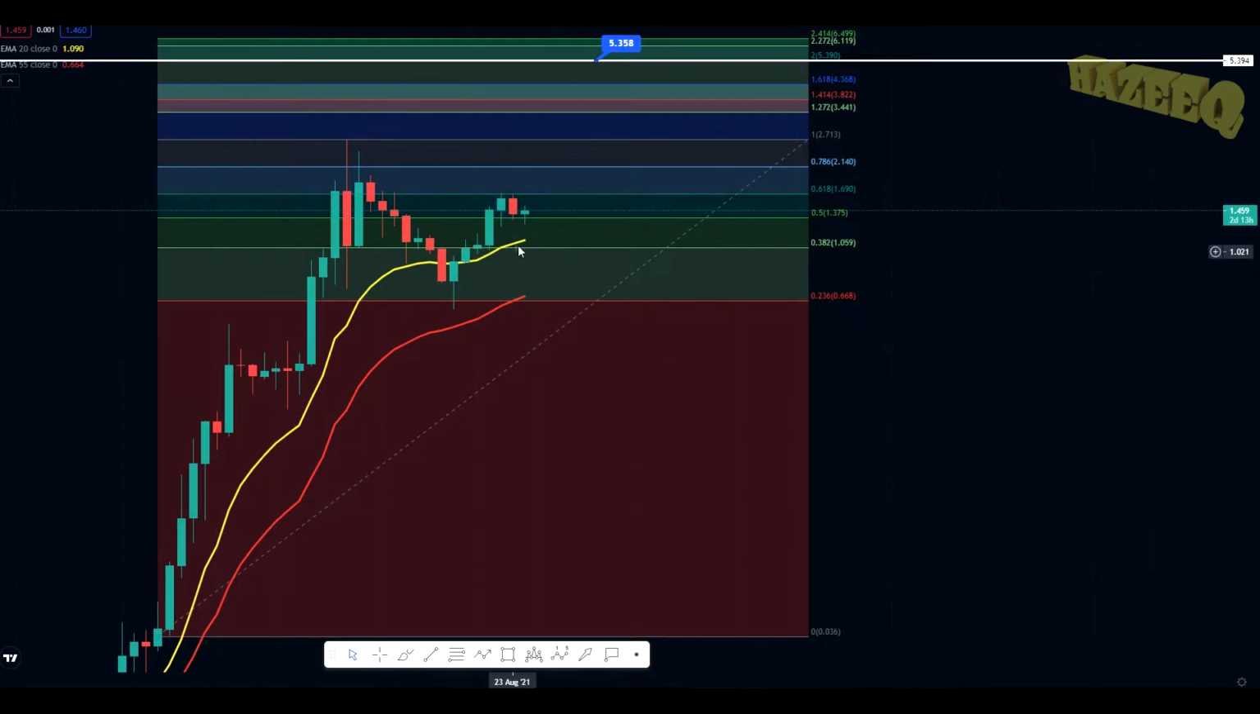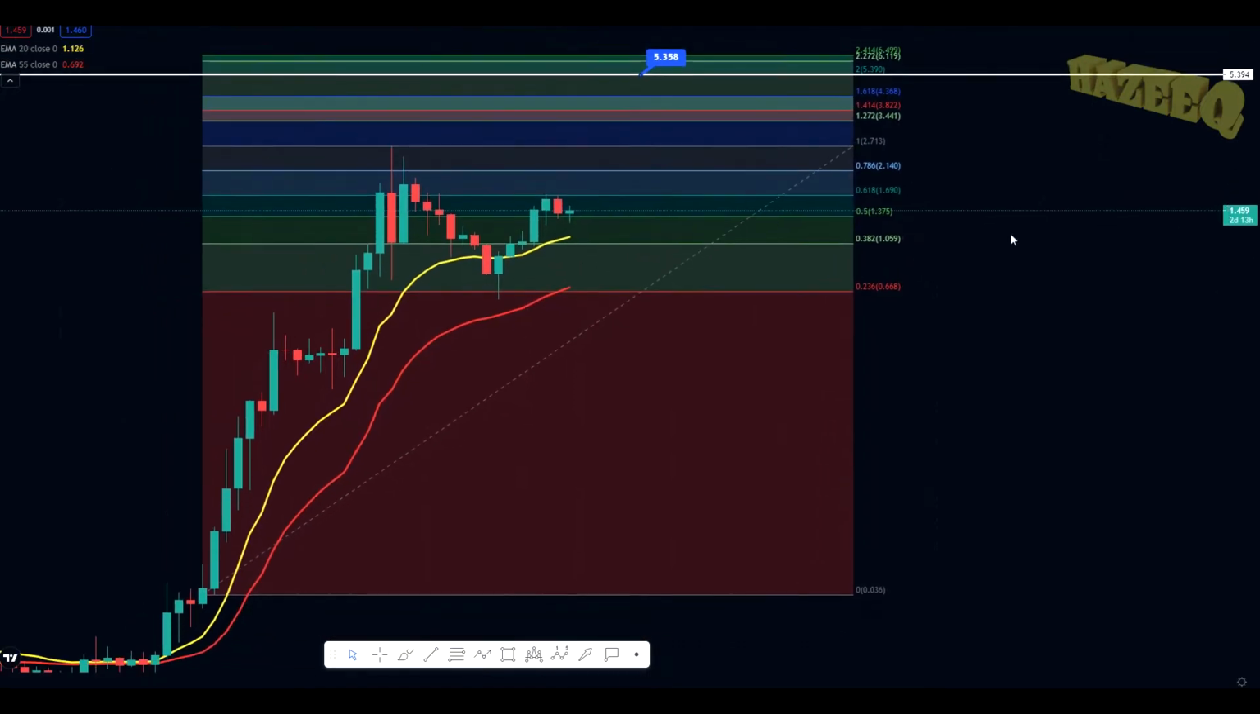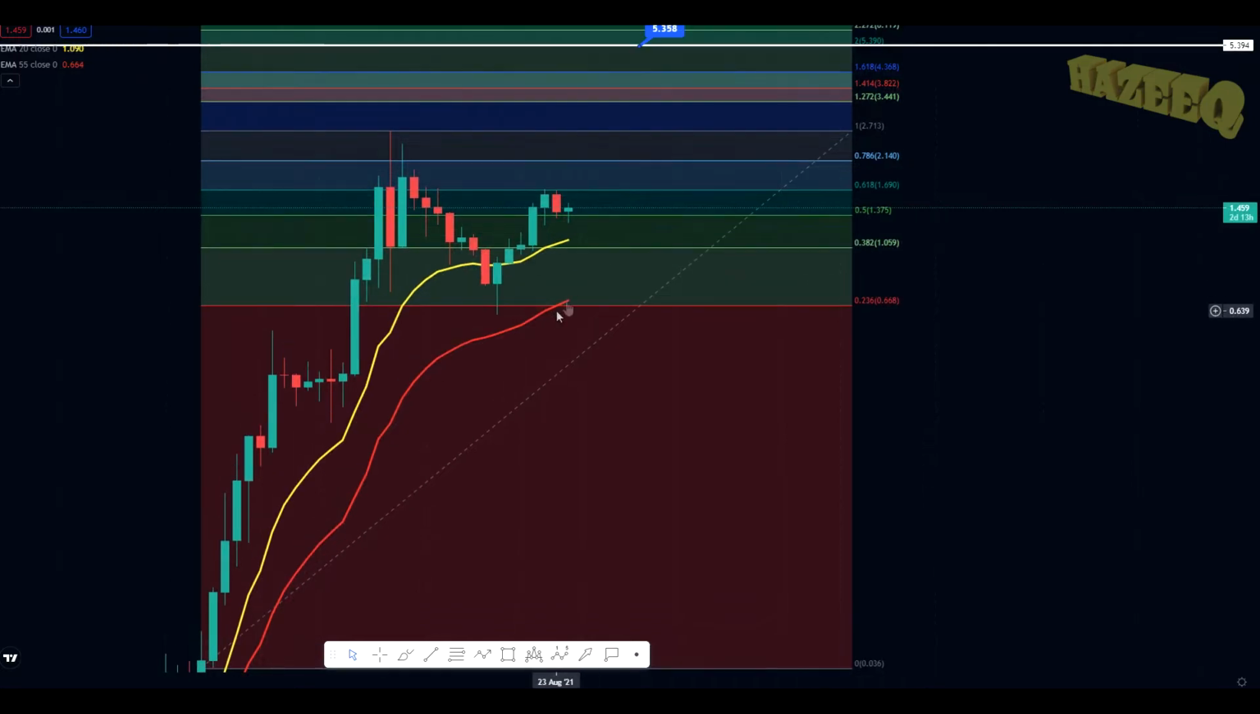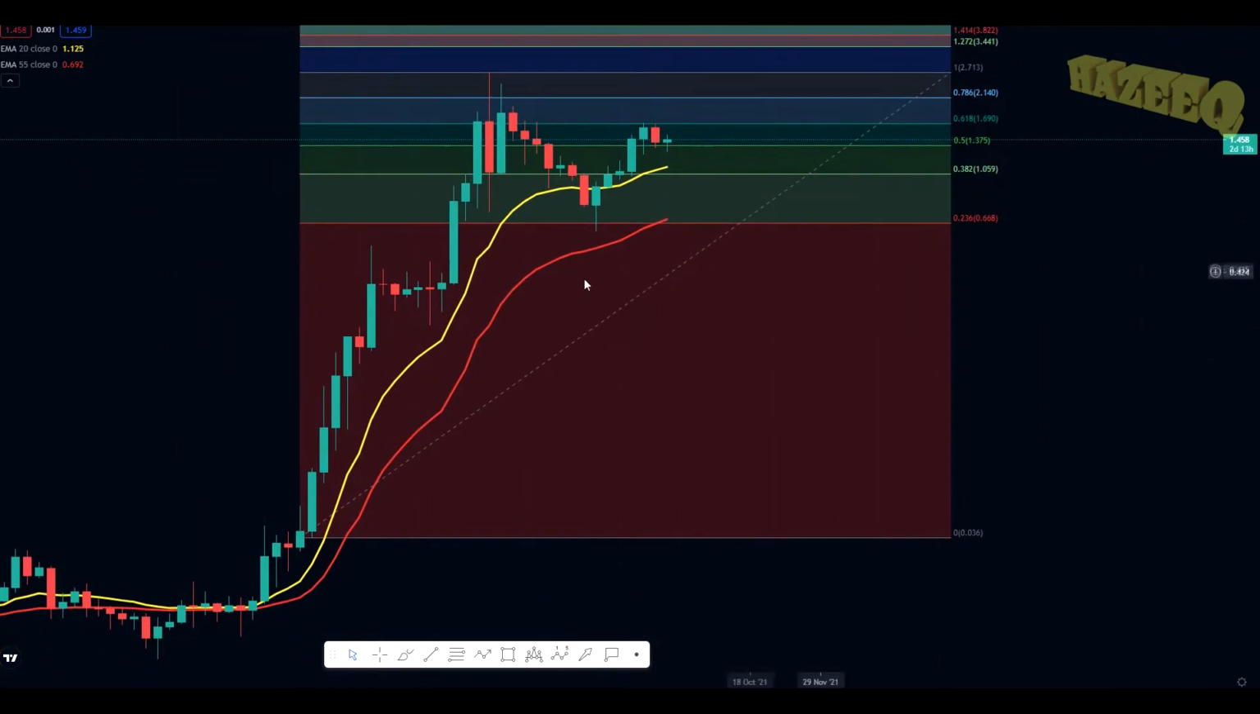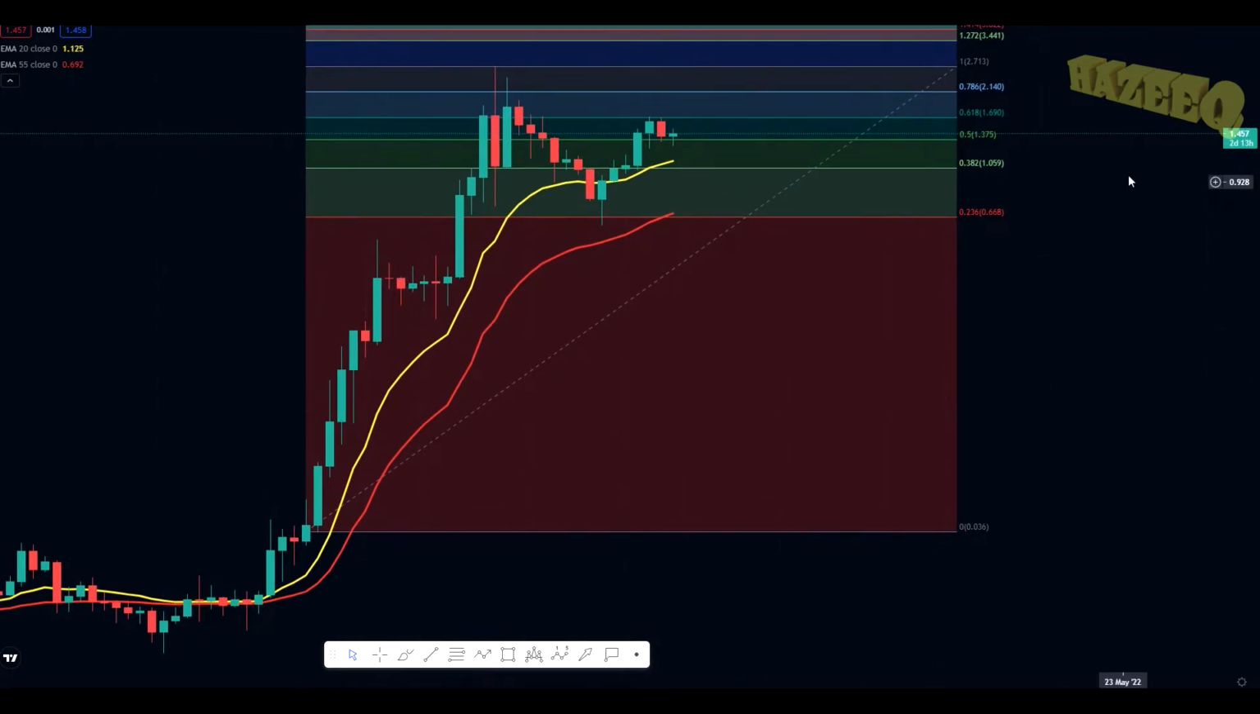I always say the 20 EMA and the 55 EMA are the best to use for these charts. Don't use the MAs because those are lagging indicators. These will give you live action feed from the price action, so the EMAs are the best to use. Also do use the 200 EMA, the 50 EMA, the 100 EMA. Those are good as well.